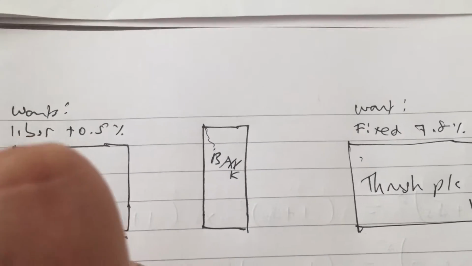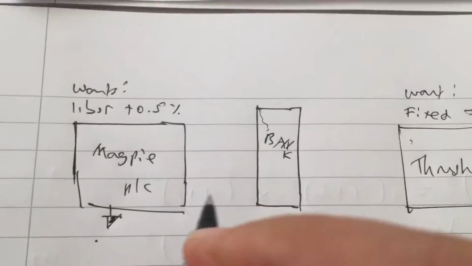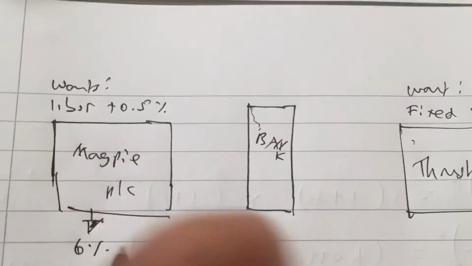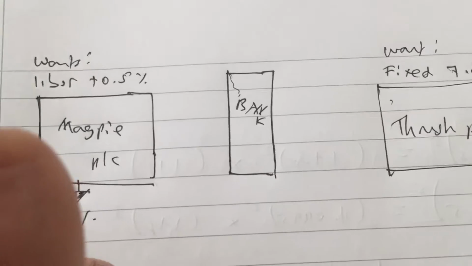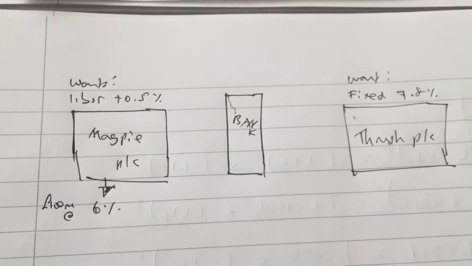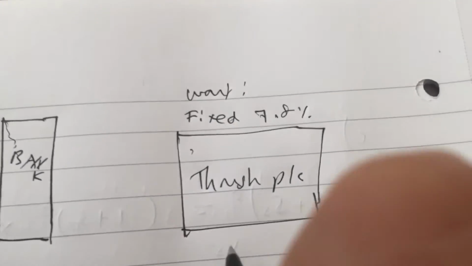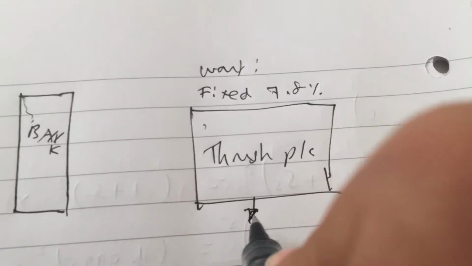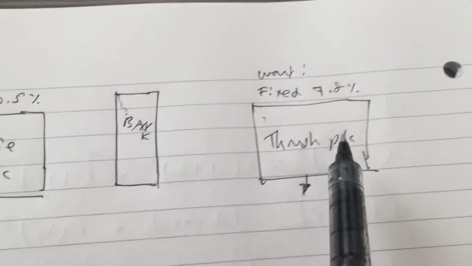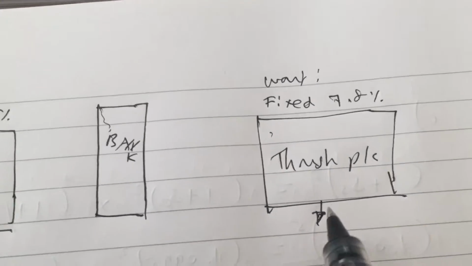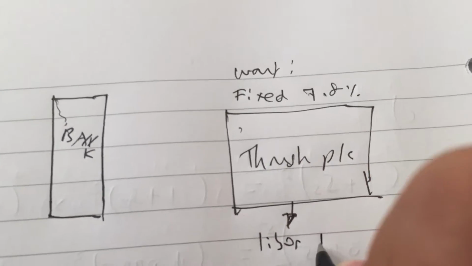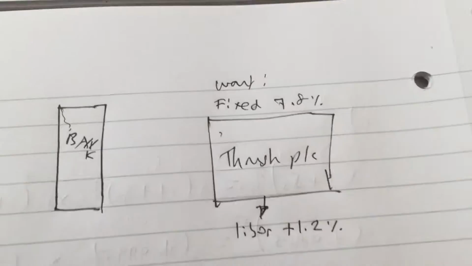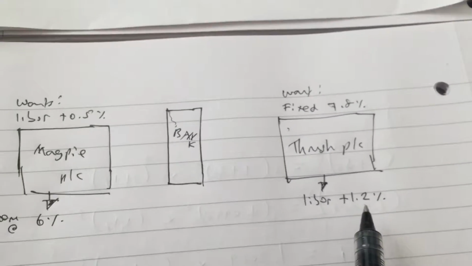They have to borrow at fixed, and they want 100 million, so they have to borrow at 6%. They want to borrow 100 million. They have to borrow it at 6% because financial efficiency, it's cheaper. Because Magpie is borrowing at 6%, that means Thrush has no choice, but they have to borrow floating. And what is floating? Their floating is LIBOR plus 1.2%.